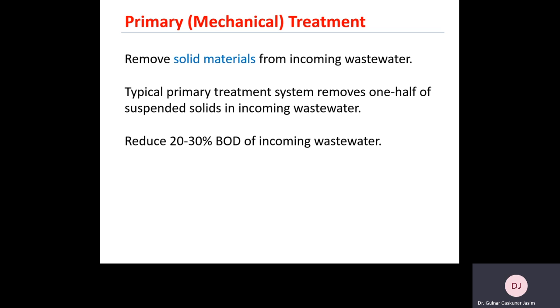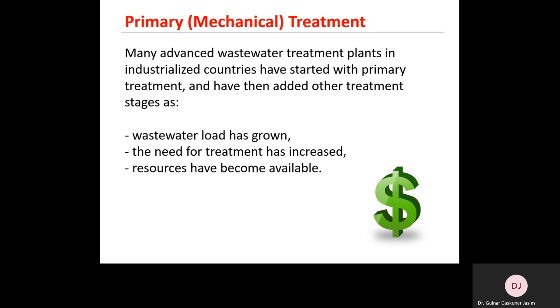Primary or mechanical treatment usually removes the solid materials from the incoming wastewater. A typical primary treatment system removes half of the suspended solids in incoming wastewater. Usually, primary treatment reduces around 20 to 30% of the BOD of incoming wastewater.